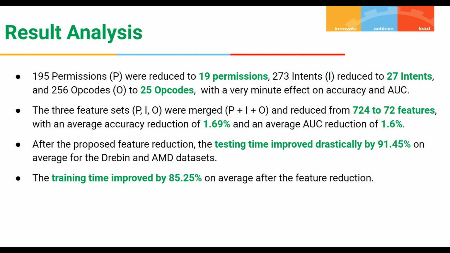Summarizing the results, we have reduced 195 permissions to 19, 273 intents to 27, and 256 opcodes to 25, with a very minute effect on accuracy and AUC. The three feature sets were merged and then reduced from 724 to 72 features, and this resulted in only an average accuracy reduction of 1.69% and an average AUC reduction of just 1.6%. But the testing time improved drastically by 91.45% on average for both the Debian and AMD dataset, while the training time improved by 85.25% on average after the feature reduction.